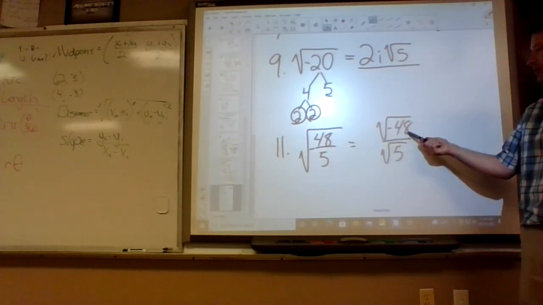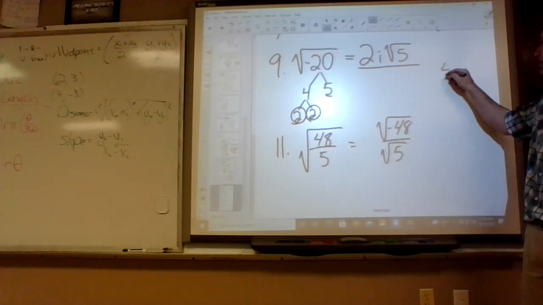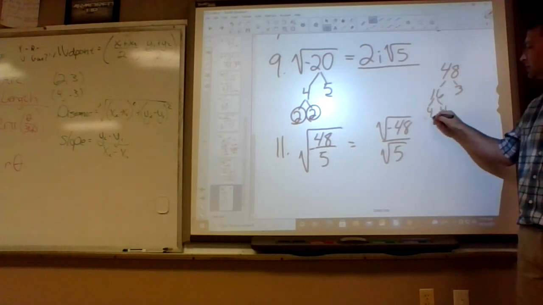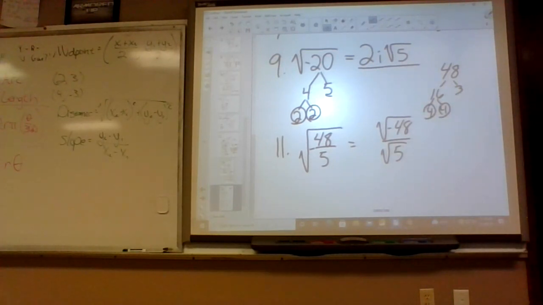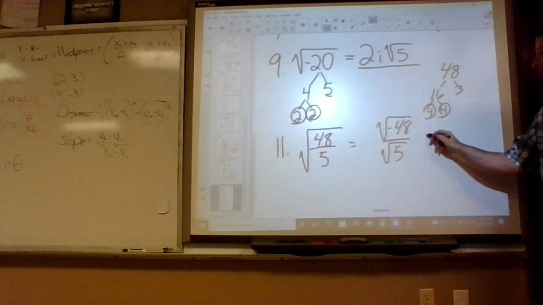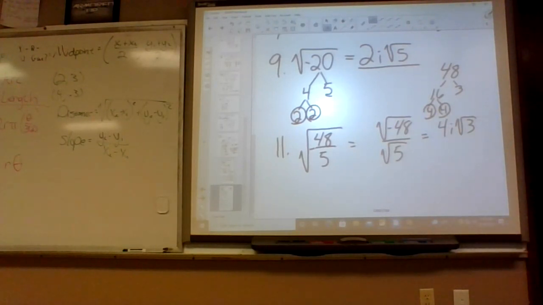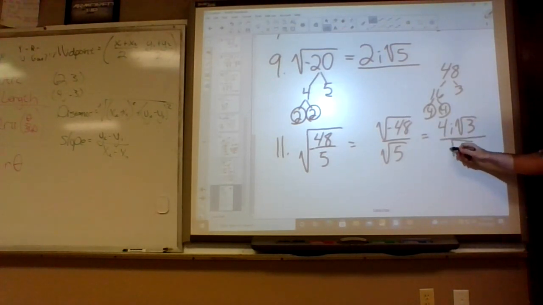Anyway, everything's in the square root. So how does square root of 48 simplify? 48 is 16 and 3. So it's going to be 4 square root of 3, or 4i square root of 3. And then the square root of 5 is not supposed to stay on the bottom.